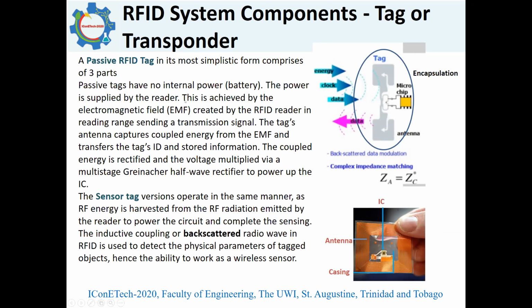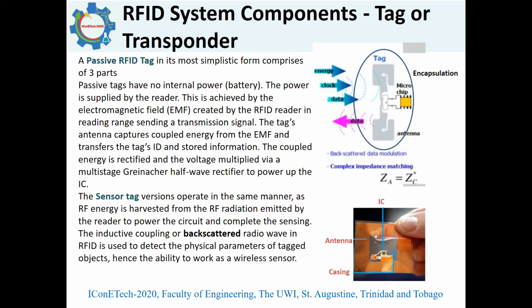Passive tags have no internal battery because the power is supplied by the reader. This is achieved by the electromagnetic field created by the reader in the reading range, sending a transmission signal. The tag's antenna captures that coupled energy from the EMF and transfers the tag ID and stored information. This coupled energy now is rectified and the voltage multiplied by a multi-stage half-wave rectifier to power up the IC.